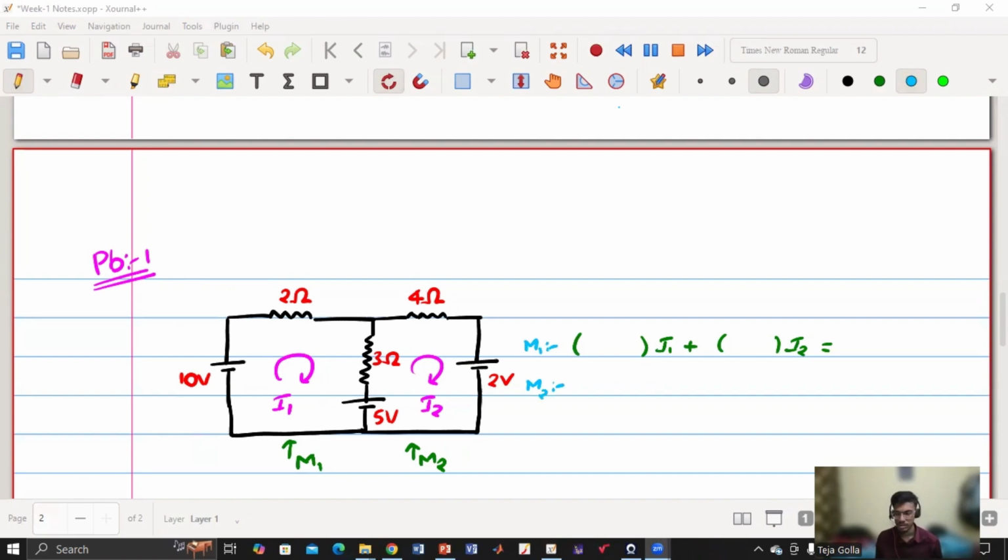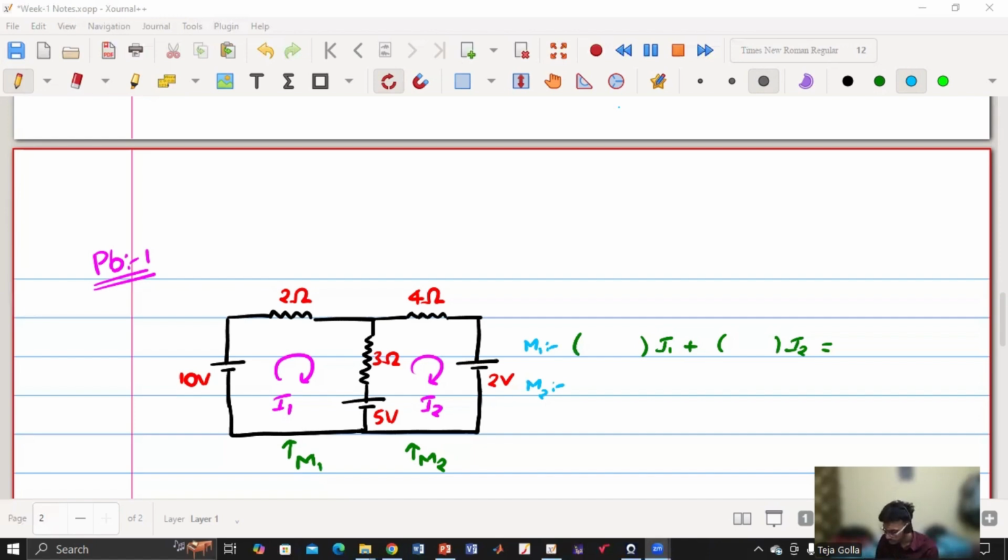Anyone else wants to tell? Someone says minus 15 E2. There is no E2, Gokul. Minus 15 E1. What is E1? There is no E1. Shivam Kumar says agreed.